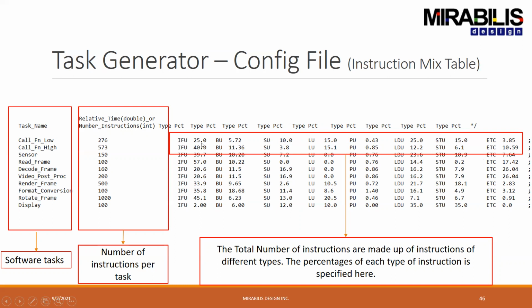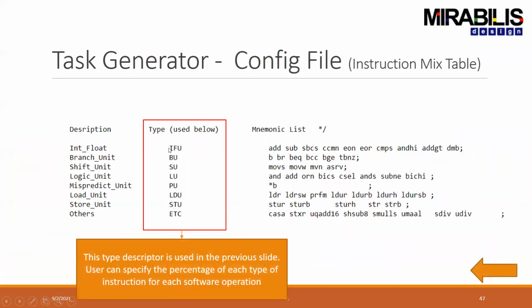Now what do these terms mean? IFU, BU, SU, LU. These are defined at the top part of the instruction mix table itself, where we define the mnemonic or the task descriptor. So for IFU, in floating task, we have defined these instructions to it. So the add instruction, sub instruction, SBCS, CCMN, EON, EOR, these instructions belong to this descriptor.